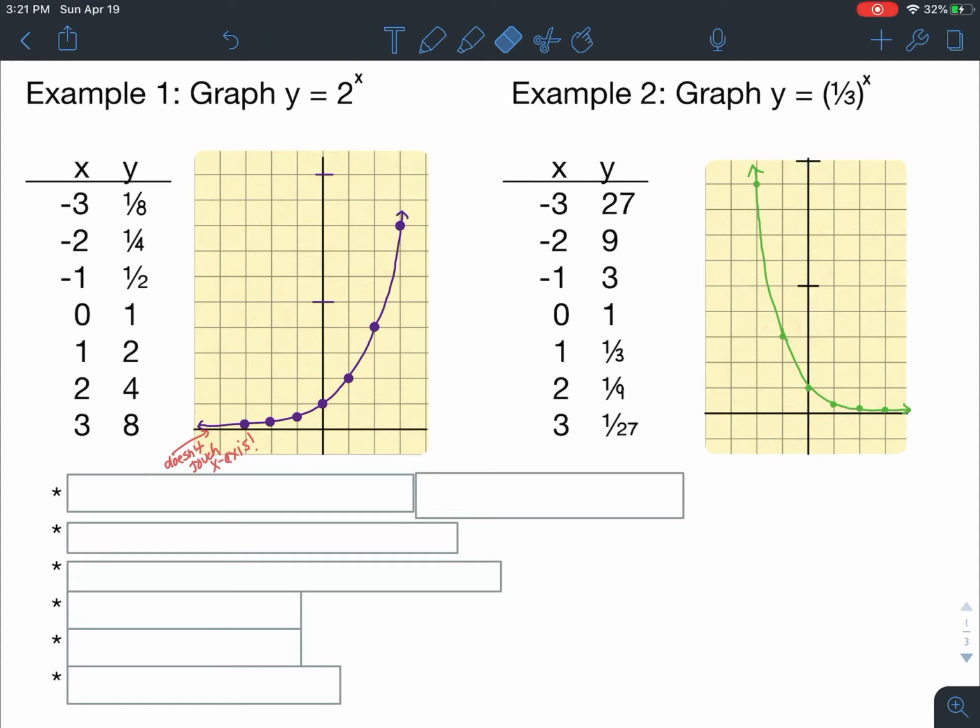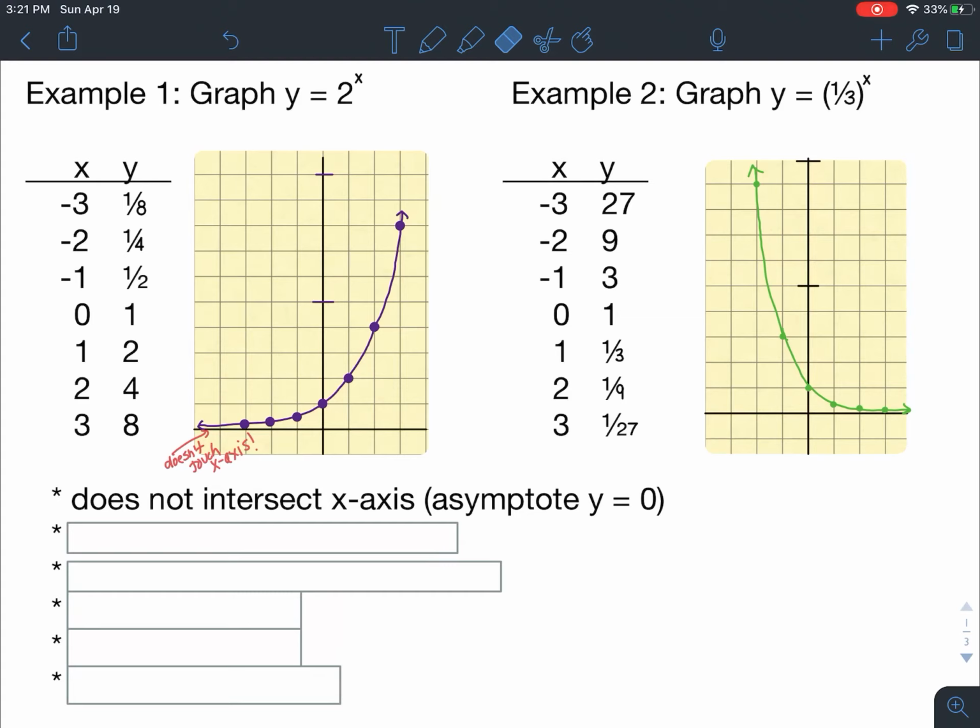Okay. All right, so let's look at what's going on here. First thing here is neither of these touch the x-axis. Exponential graphs, unless they're transformed, like shifted, are not going to intersect the x-axis. And what that's called, because you can see that they get close to the x-axis, is an asymptote.